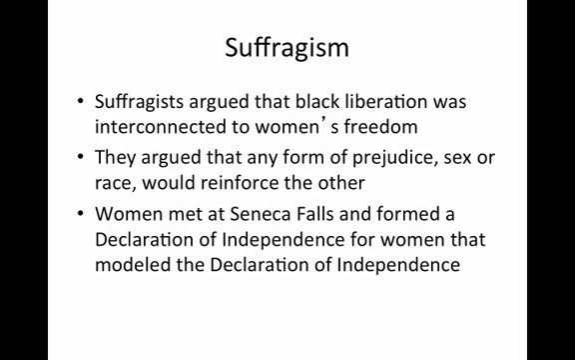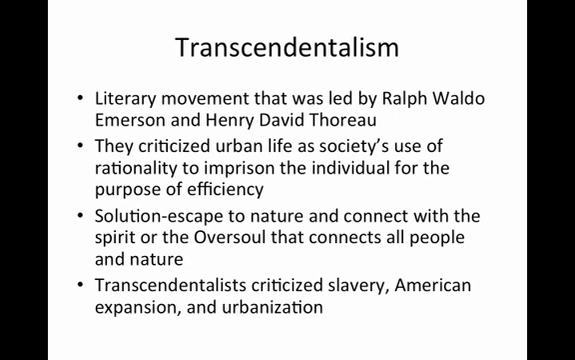Suffragism. Suffragists argued that black liberation was interconnected to women's freedom. They argued that any form of prejudice, whether based upon sex or race, would just reinforce one another and exacerbate the problems. Women met at Seneca Falls and formed a Declaration of Independence that was pretty much the same as the Declaration of Independence signed in 1776, except this one argued that women had to be freed from multiple different forms of oppression. Voting was only one. They also called for property rights for women, divorce rights, and for higher education.